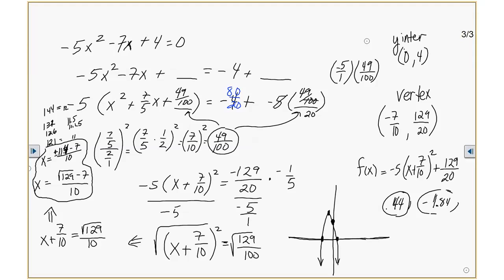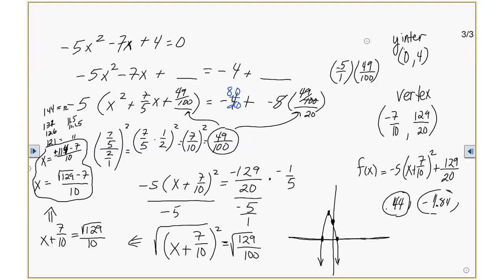Okay, so just making sure I got the math right here. It would have been the square root of 129 over 100, a positive, minus 7/10, and then a negative square root of 129 over 100 minus 7/10. So we've done my two x-intercepts, right? Positive square root of 129 minus 7 over 10, and negative square root of 129 minus 7 over 10.